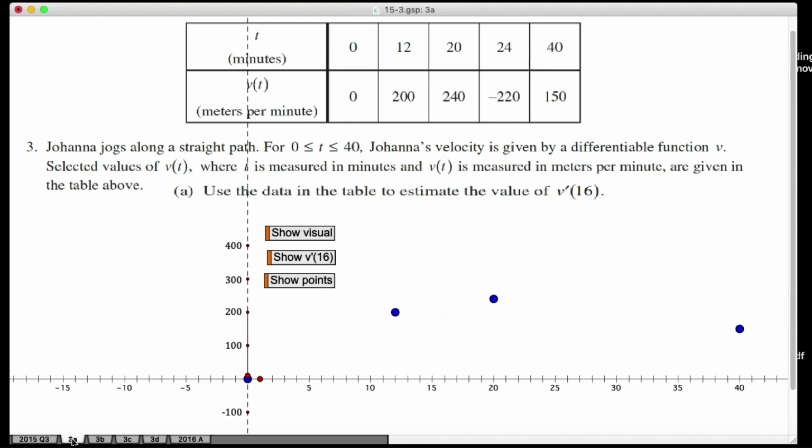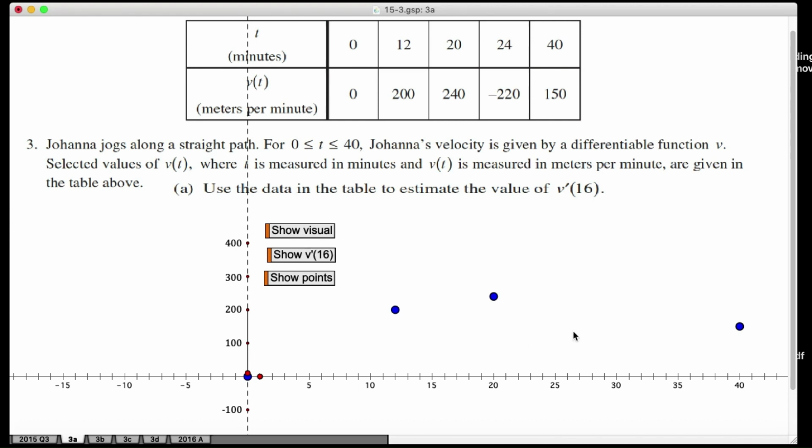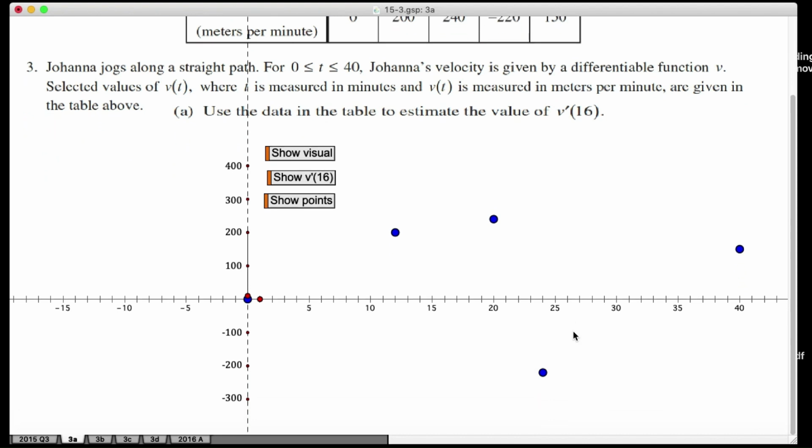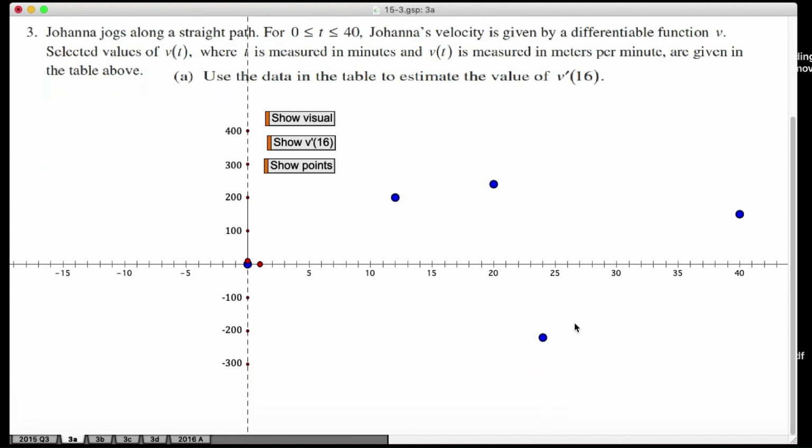So let's see what's going on here. What I did is I just plotted the points of the table. Time is always going to be on the x-axis. That's always the independent variable. And so I plotted those data points. Now what does v prime mean? V prime is the slope of v. So we want to know the slope of this function at time t equals 16 minutes right here.